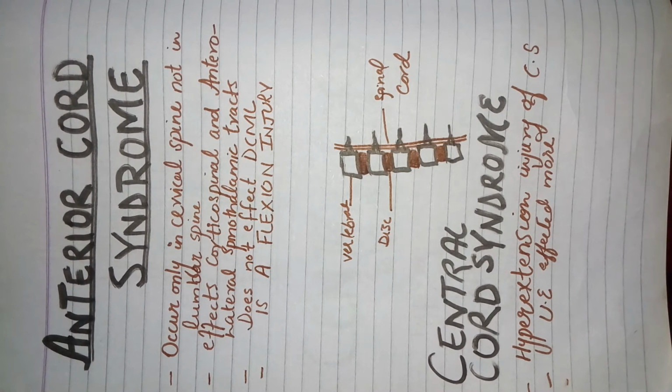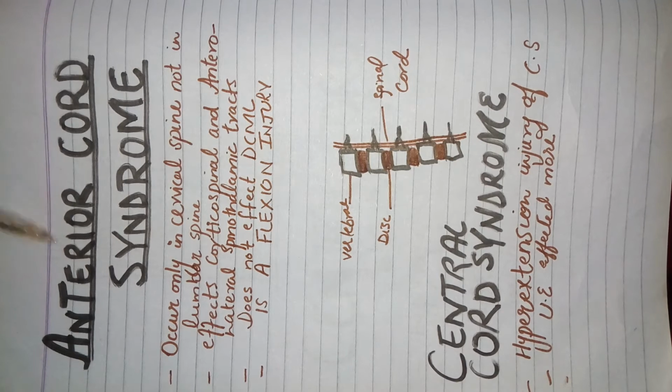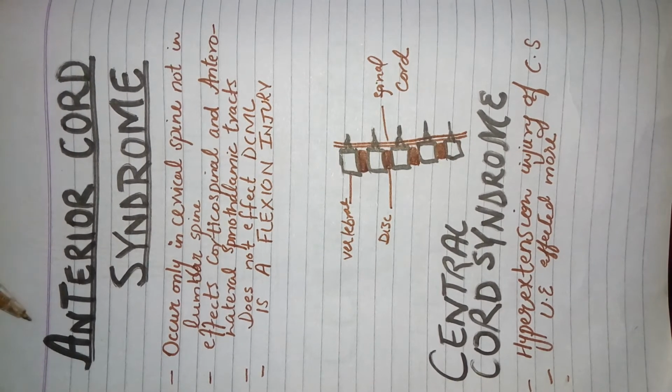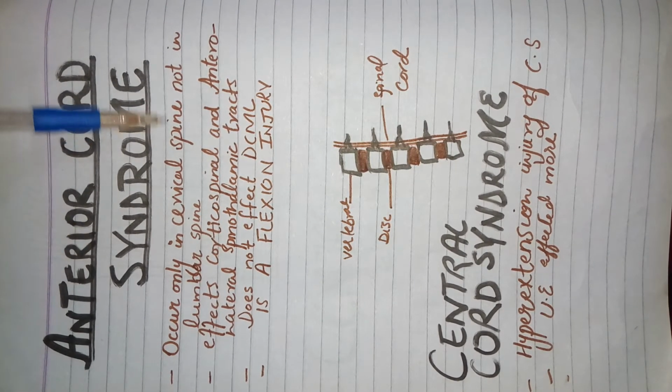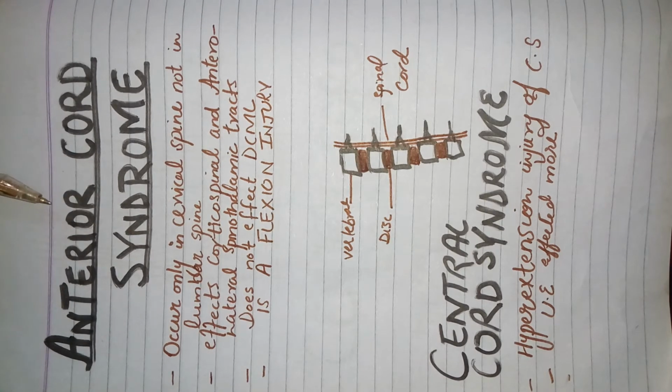Today we're going to discuss anterior cord syndrome. Now let's start. Anterior cord syndrome, as the name suggests, is a collection of signs and symptoms that results from damage to the anterior part of the spinal cord.